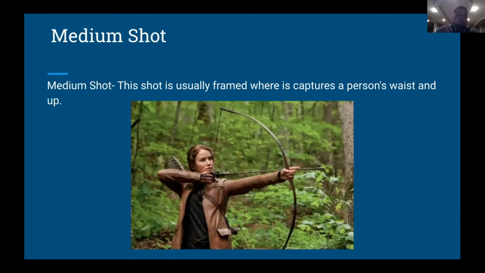For a medium shot, this is usually a frame that captures the person's waist and up. You can see from The Hunger Games, Katniss here, we have the shot set up where we're capturing her waist all the way up to her bow. In this scene, it's setting up an action scene, not giving too much away of what's going on in her surrounding area.